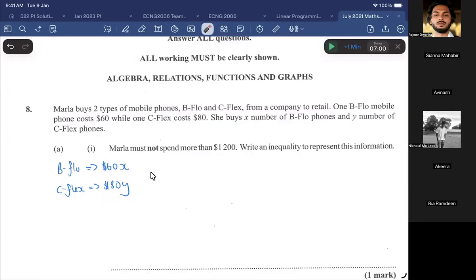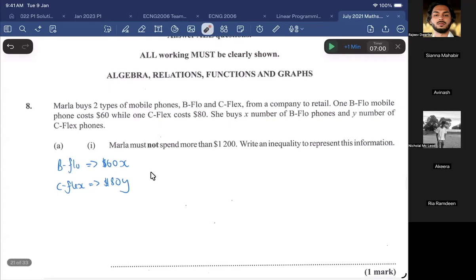So Avinash, if I go and buy two B Flow phones, how much would that cost? Two B Flow phones. How are you going to do that? It should be 120. You took the 60 and multiplied by 2, right? If I tell you 3, you say 60 by 3. If you buy X, it's 60 by X. Good, sounds like you understand it.